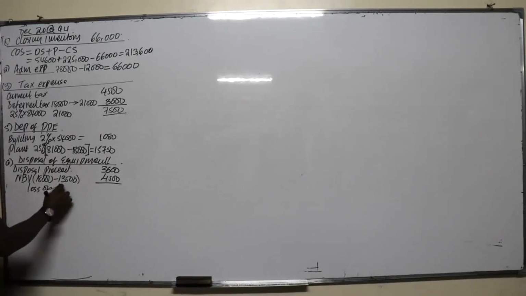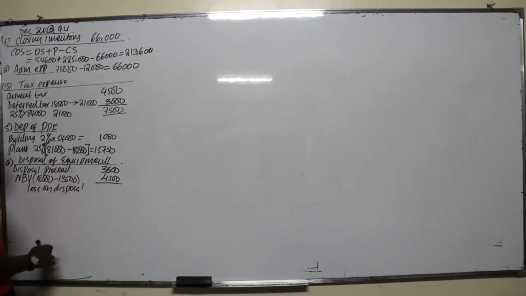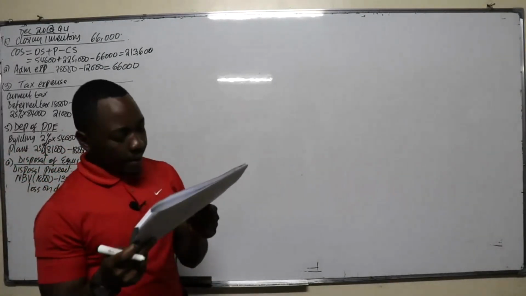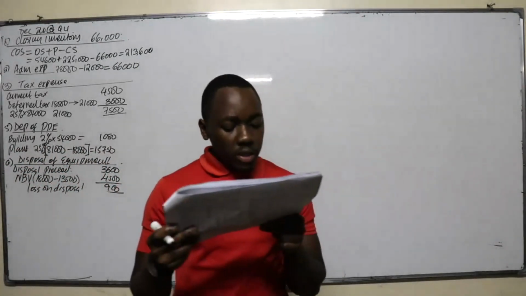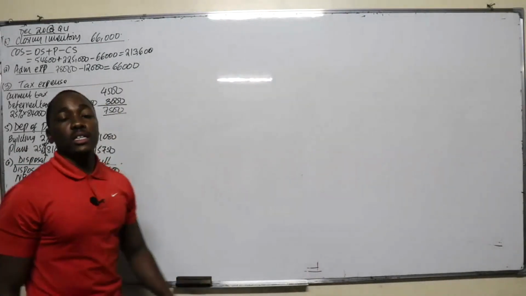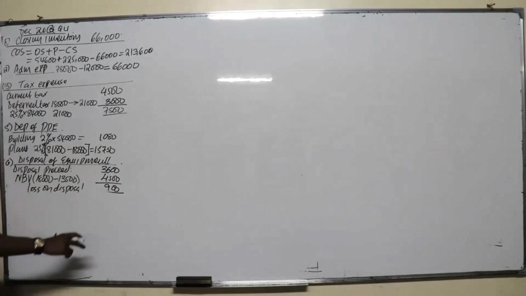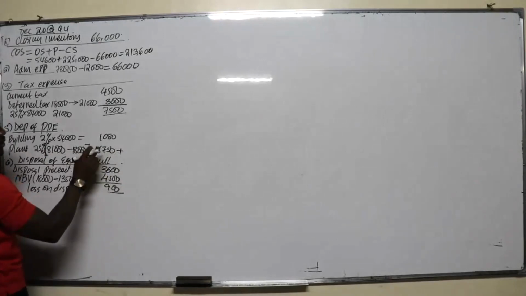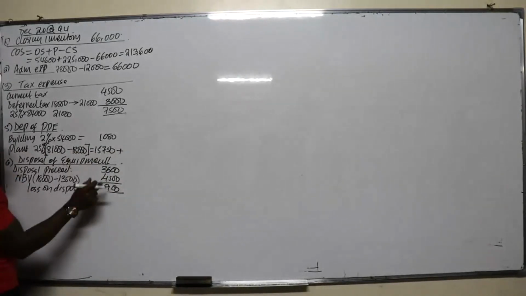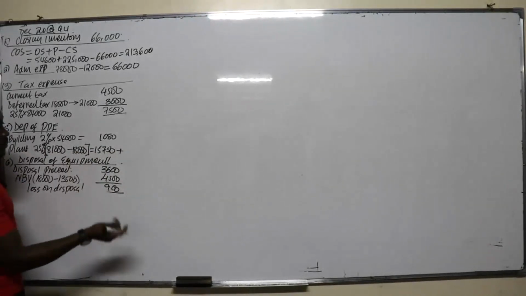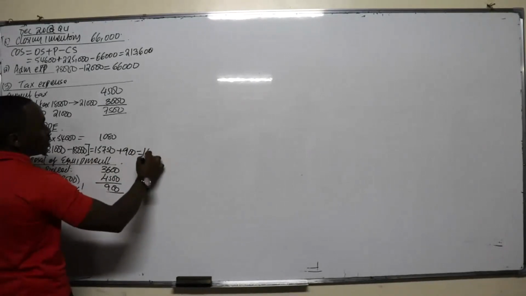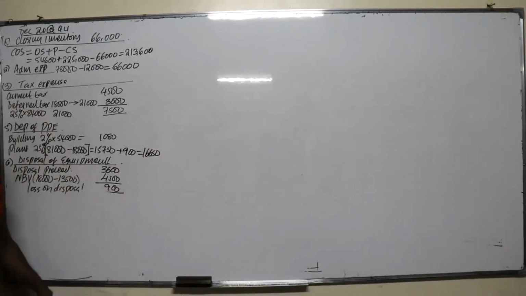So loss on disposal, a loss of 900. Good. Then you are told that any gain or loss is reported under the relevant depreciation expense. So depreciation of plant was 15,750. Then, being a loss is an expense, so it will increase the expense. So that one will be 16,650. Good.